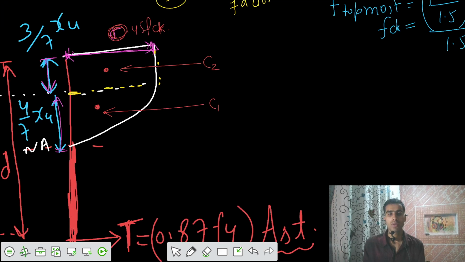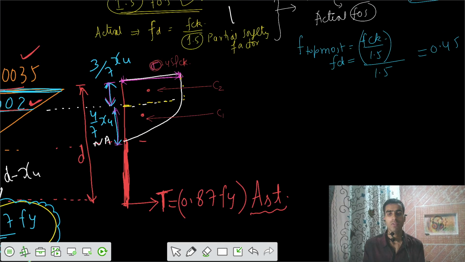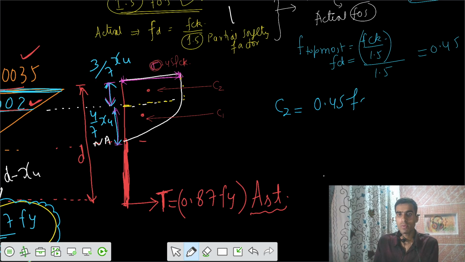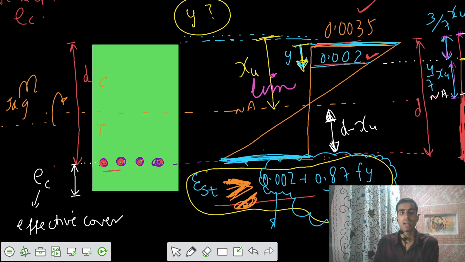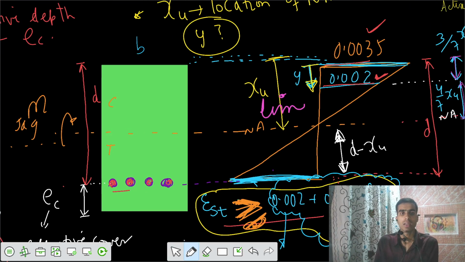Now we need to get the values of C1 and C2. Can you get the value of C2? What is the compressive force C2 in the section that has developed? That equals how much stress we have, 0.45 FCK, and that's constant for this rectangle. So what is the area of the rectangle? We say the depth is 3/7 of XU, and what is the actual width of the section? Let's say the actual width is B, the width of the cross section.